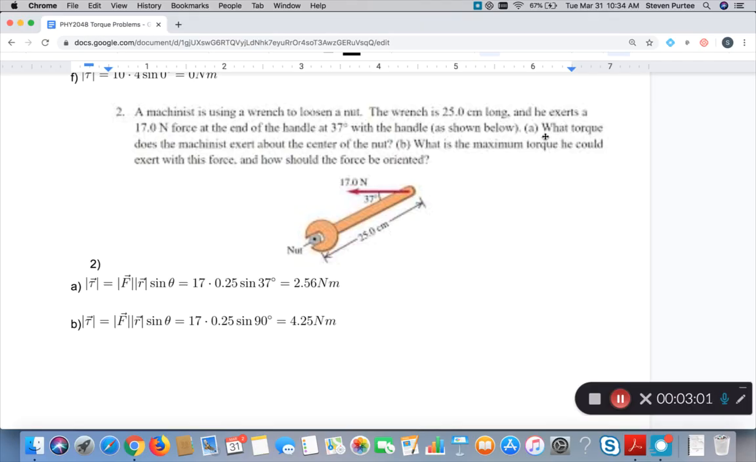Maximum torque occurs when you're at a 90-degree angle. Imagine you're literally trying to loosen this bolt, this nut. You would push at a right angle here, at a 90-degree angle. Both of these would be positive torques because we're rotating counterclockwise, and that nut would come up. It would loosen. Remember, lefty-loosey, righty-tighty. So the direction of the torque is the direction this nut would move.